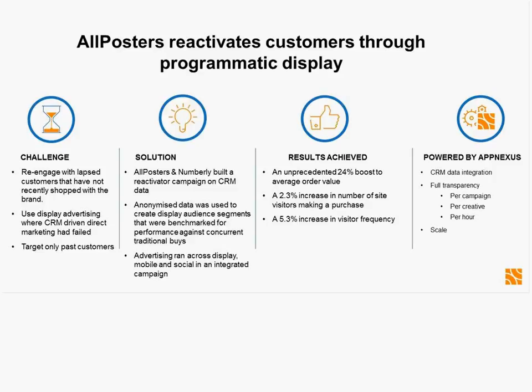So we had access to their data, and then there was full transparency in terms of reporting per campaign and creative per hour. AppNexus actually delivers 90 different reporting metrics per impression. And again, very important when you're trying to retarget users from a limited pool is to have incredible scale in order for you to do that.